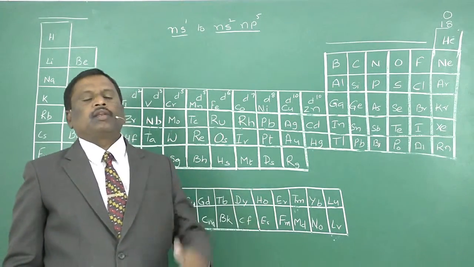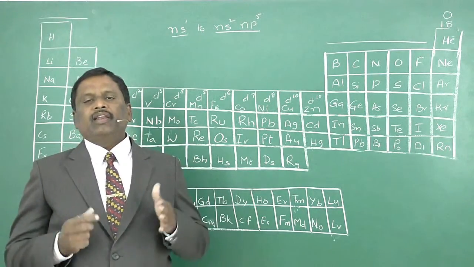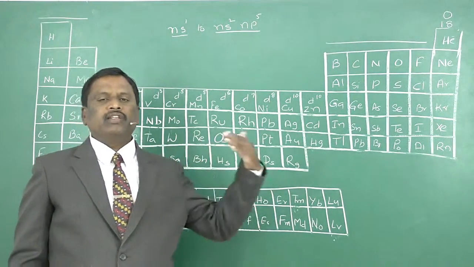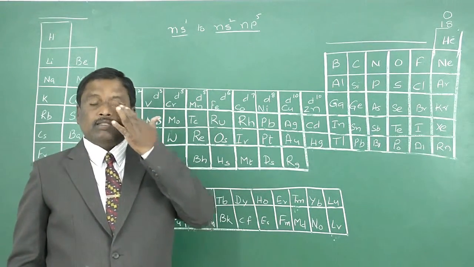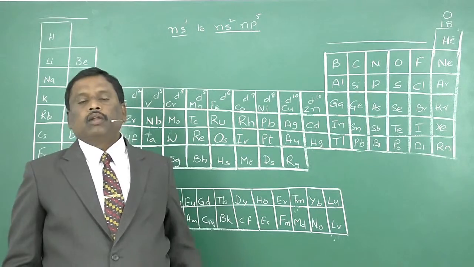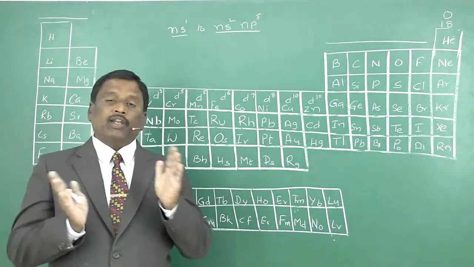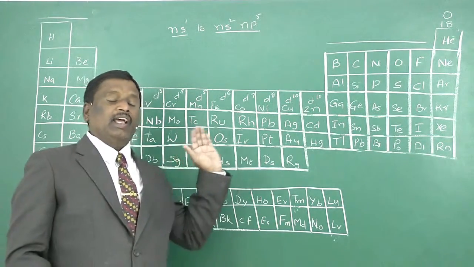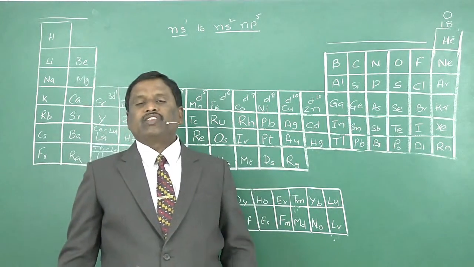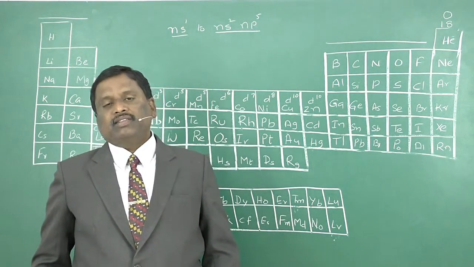Not only their position, their properties are also intermediate between the properties of s-block elements and p-block elements. S-block elements are perfect metals, p-block elements are non-metals and metalloids. So the gradual change of metallic character into non-metal character is clearly observed in these elements. That's why these elements are said to be transitional elements.